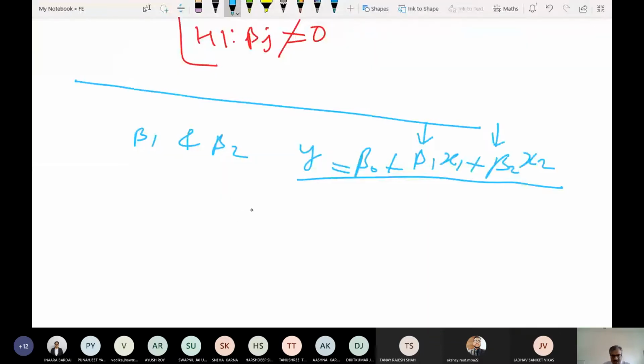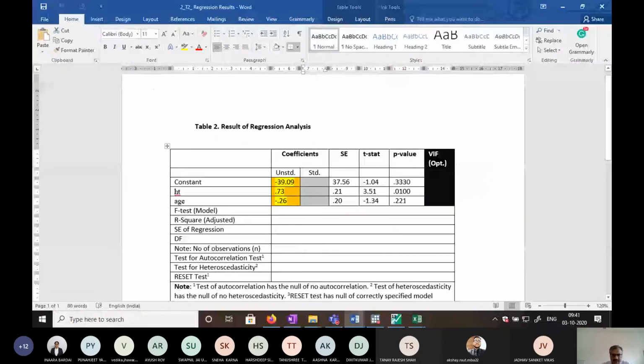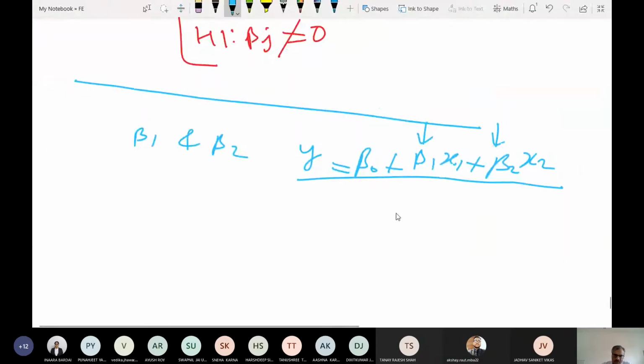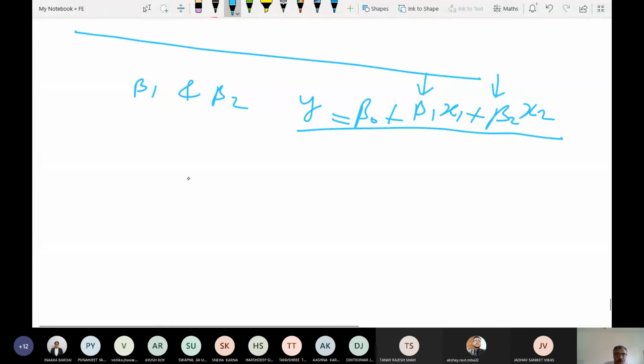Now, right now there is a slight problem that we do not have both as significant. One is significant, other is not significant. Despite that, we are supposed to have this discussion of which is more important between beta 1 and beta 2. If there were more, then again we would have said which is most important in predicting the value of y.